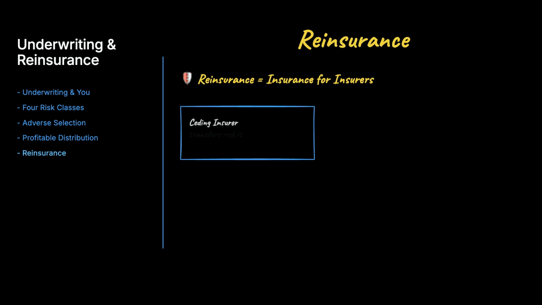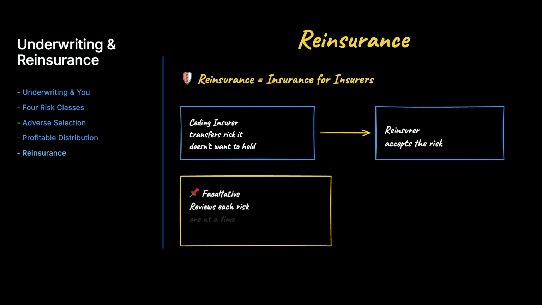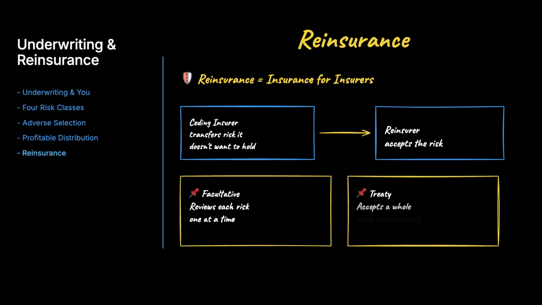One last piece rounds out the picture: reinsurance, simply insurance for insurers. When a company takes on more risk than it wants to hold, it transfers some to a reinsurer. The company handing the risk off is the ceding insurer. 2 styles: facultative reviews each risk one at a time. Treaty accepts a whole class automatically.